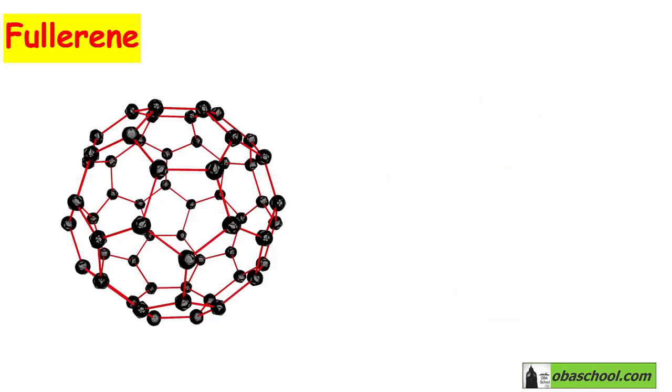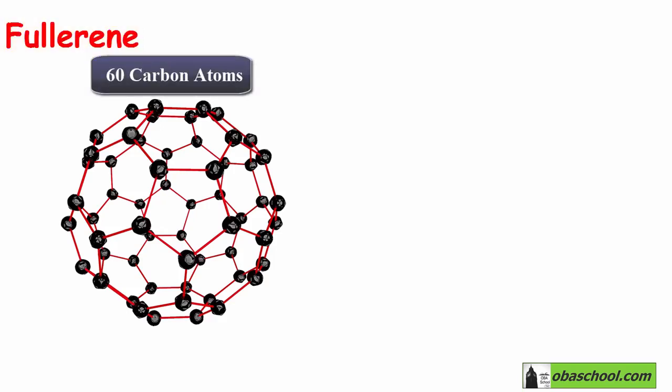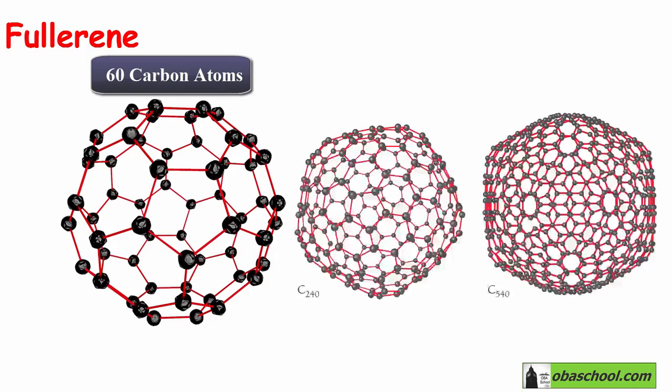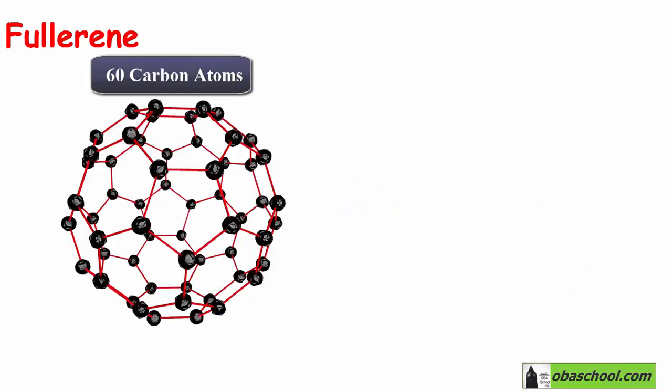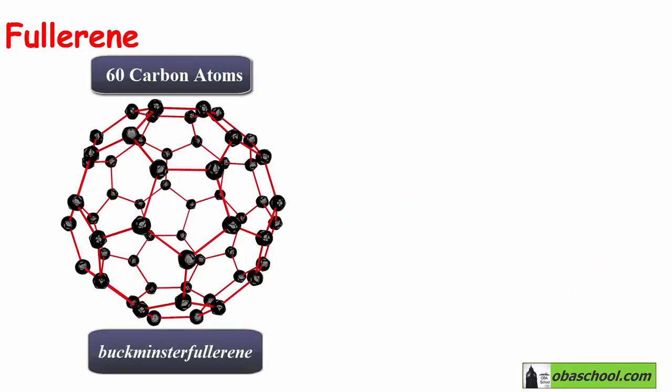In this figure, we have the first fullerene to be discovered, which contained 60 carbon atoms. Now, scientists can make giant fullerenes that contain many thousands of carbon atoms. The name of this compound is Buckminster fullerene. So the name of this molecule containing 60 carbon atoms is Buckminster fullerene.